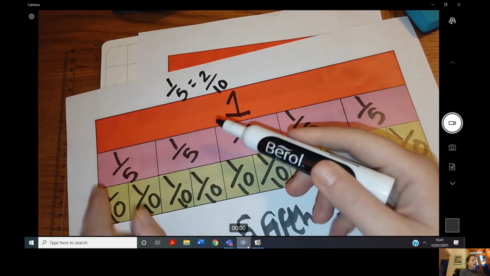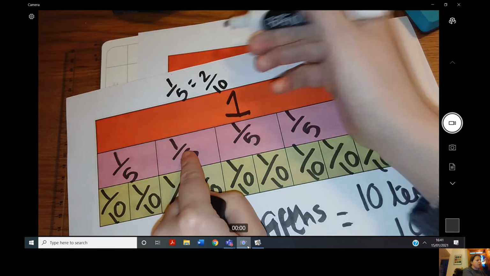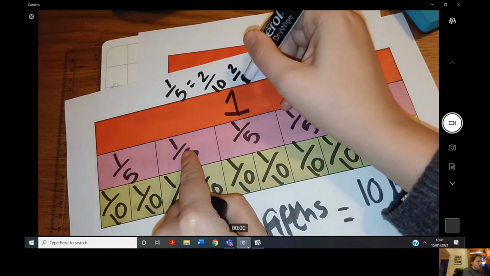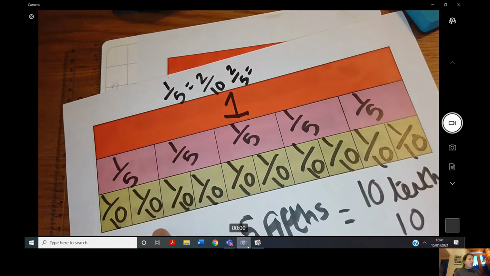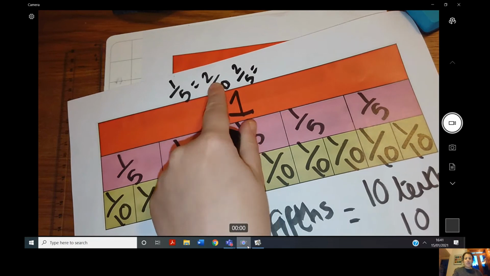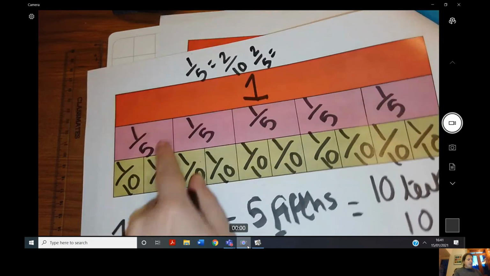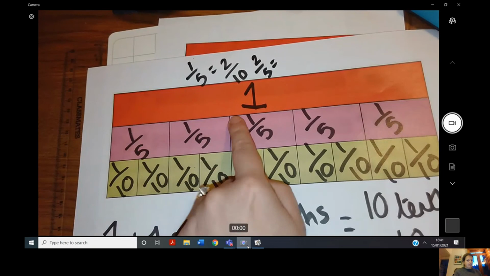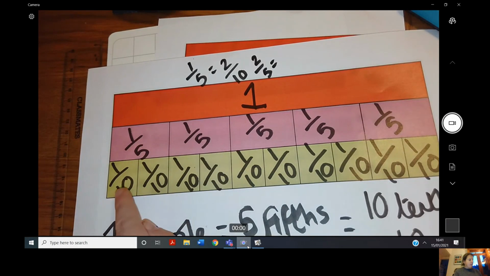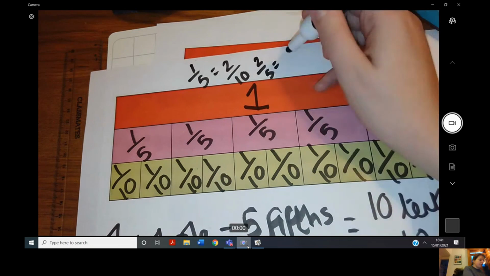I know I've added one more pink block. So therefore, I need to add on another 2 yellow blocks. As you can see here, 2/5 are equal to 4 yellow blocks, which are 4/10. 1, 2, 3, 4.